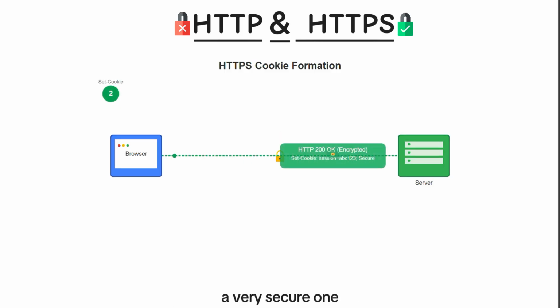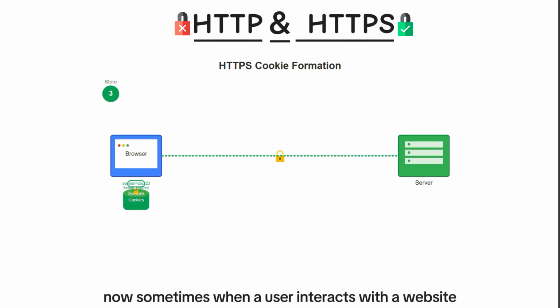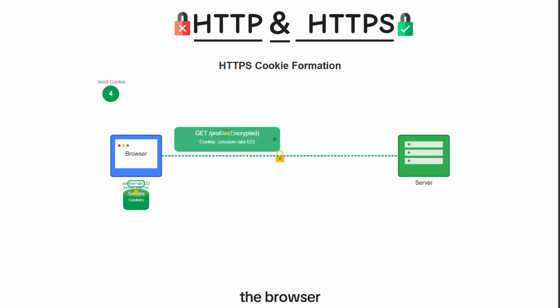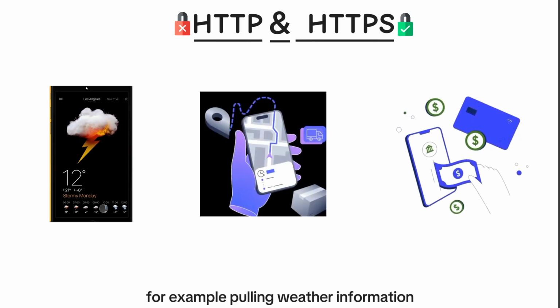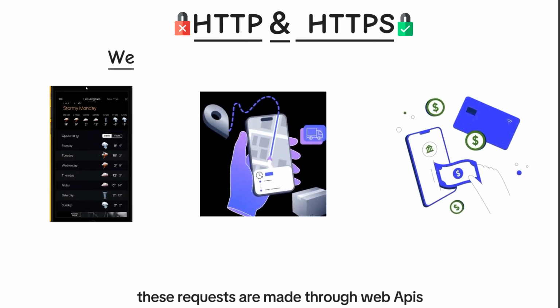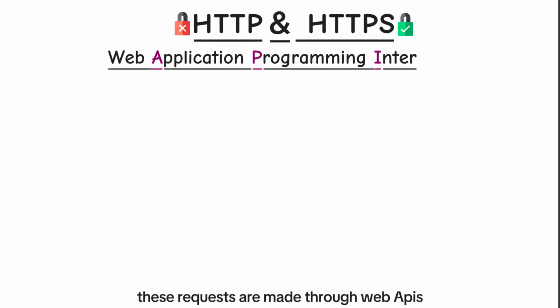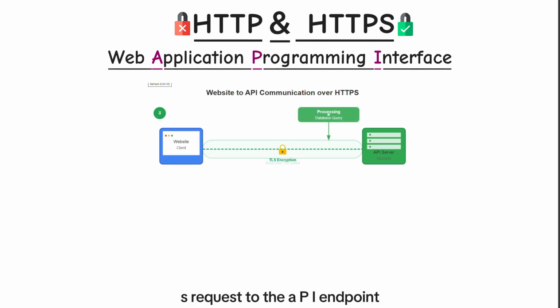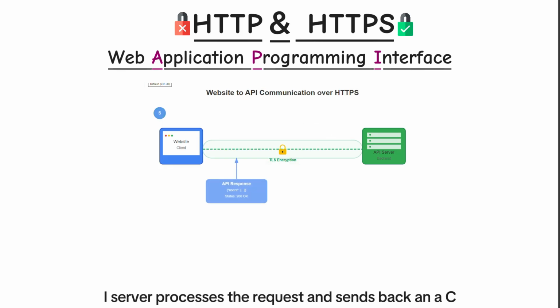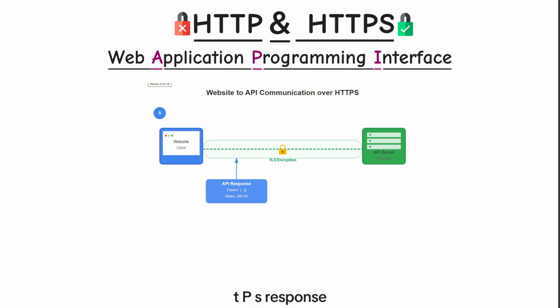Now, sometimes when a user interacts with a website, the browser may need to fetch extra data from other servers. For example, pulling weather information, payment services, or maps. These requests are made through web APIs, which are application programming interfaces. In this process, the browser sends an encrypted HTTPS request to the API endpoint. The API server processes the request and sends back an HTTPS response, usually in JSON or XML format.